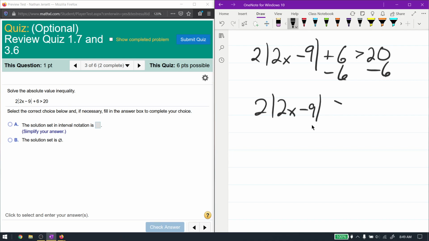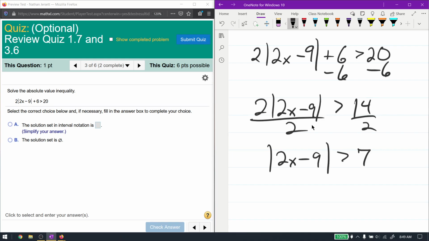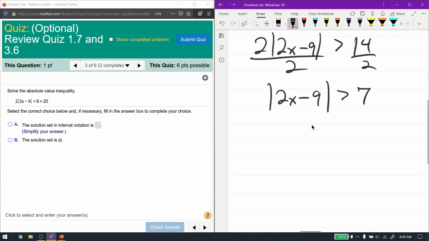Just greater than. And then that's going to be negative 14, or sorry, positive 14. Then we can divide by 2. That gives us the absolute value by itself. And now we can start analyzing this absolute value.